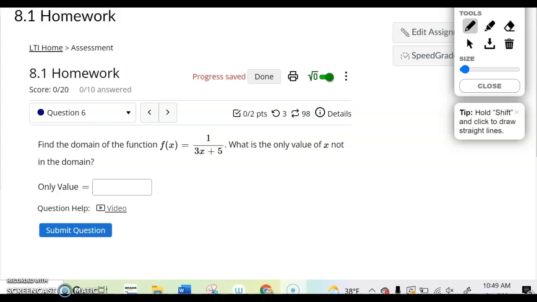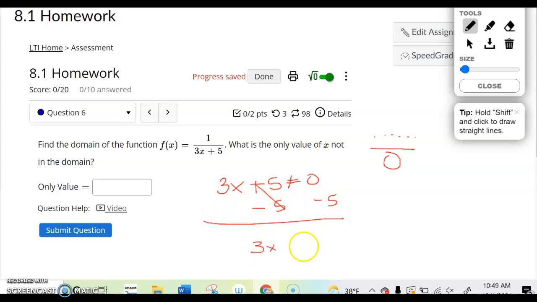But what will give us a problem is if we have 0 in that denominator. It doesn't matter what's on top, it can be anything on top, but you cannot have a 0 in the denominator. This function would not exist. It wouldn't work. And so what we're going to do is see what would give us 0 in the denominator, because that's what we cannot have. So we'll say 3x plus 5 cannot equal 0. So solve for x.